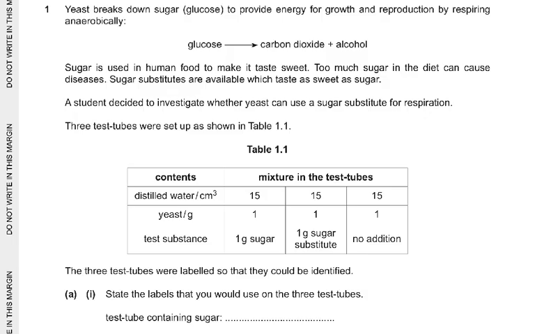Starting with question number 1, yeast breaks down sugar glucose to provide energy for growth and reproduction by respiring anaerobically. So the glucose is broken down with no oxygen. Anaerobic means no oxygen, into carbon dioxide and alcohol. Sugar is used in human food to make it sweet. Too much sugar in the diet can cause diseases. Sugar substitutes are available which taste as sweet as sugar, like you have stevia and Canderel.